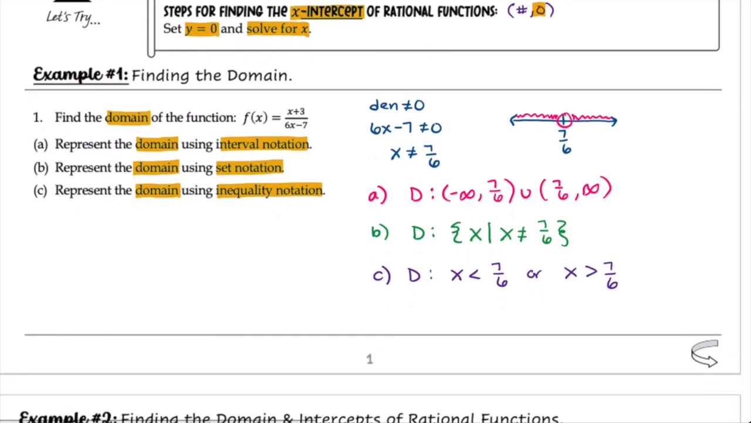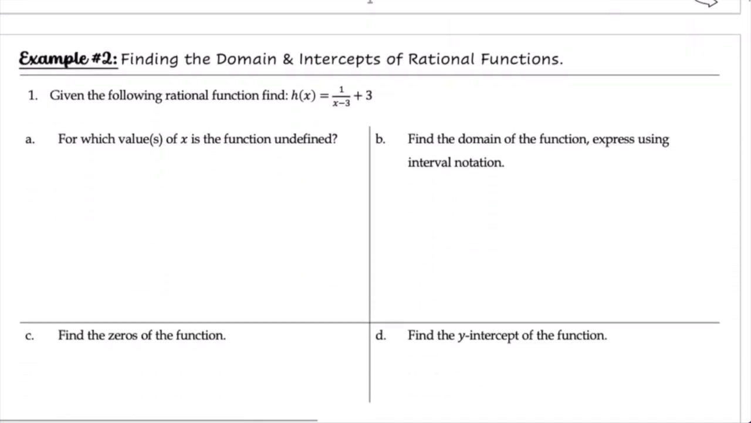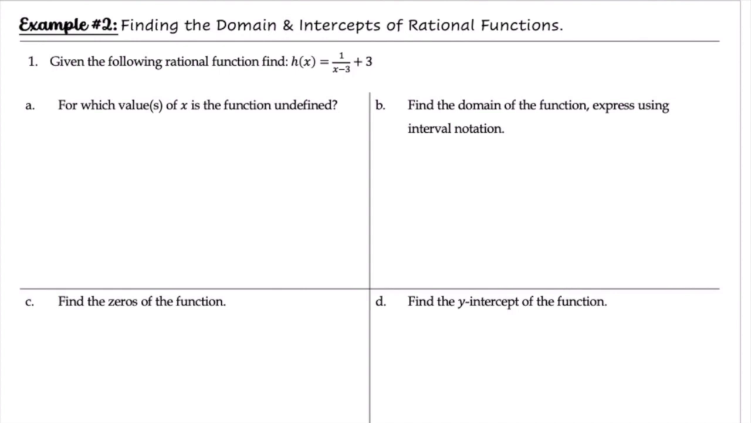So let's take a look at our next example. For this example, we have been given our rational function h of x equals 1 over (x minus 3), plus 3. For part A, for which values of x is the function undefined would mean that we are going to set the denominator equal to 0. What is your denominator? Your denominator is x minus 3, which means x equals 3 would make this function undefined.